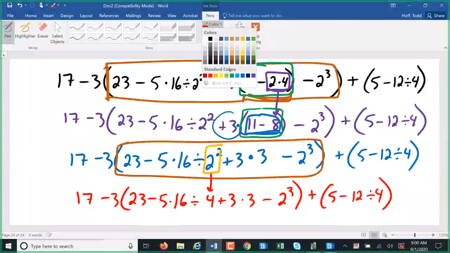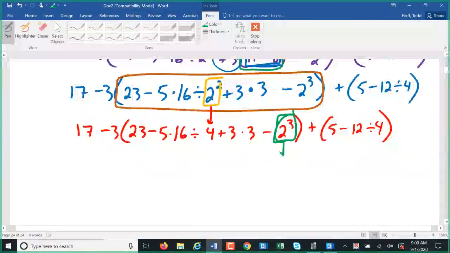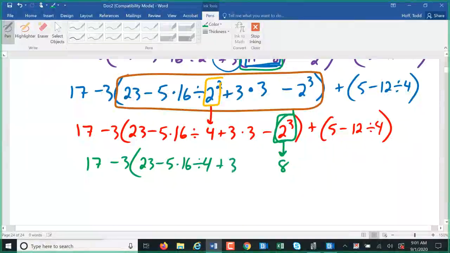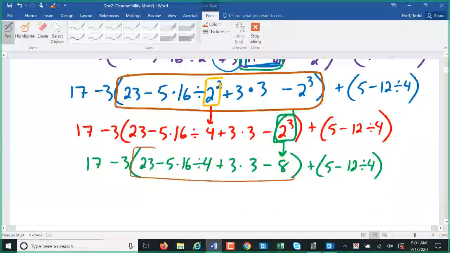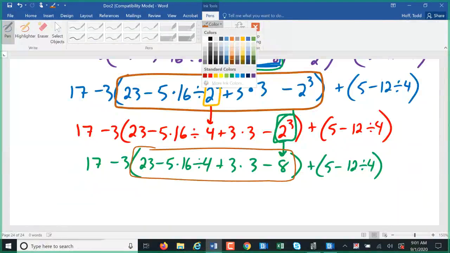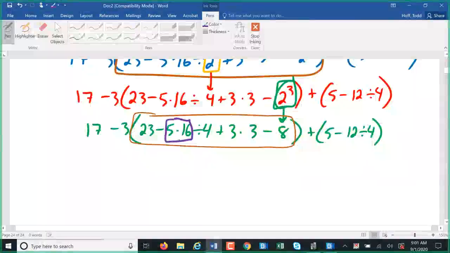Then I have, also in that parentheses, 2 to the power of 3, which is 8. Now still working inside that parentheses. No more exponents, so I'm going to do multiplication and division. I'm going to go left to right. Left to right, the first one I run into is 5 times 16, which is 80.